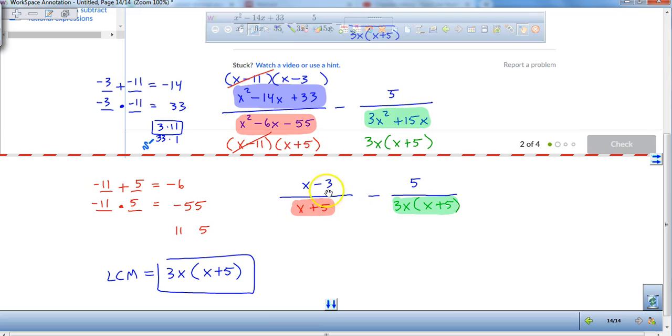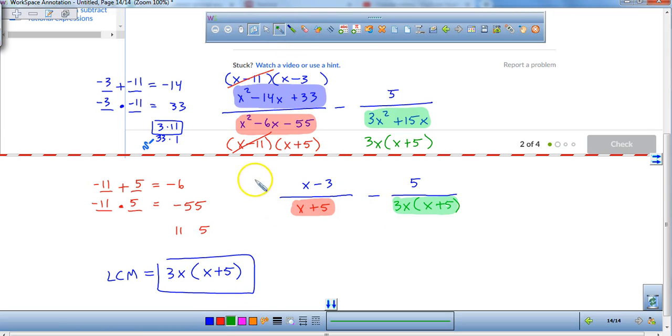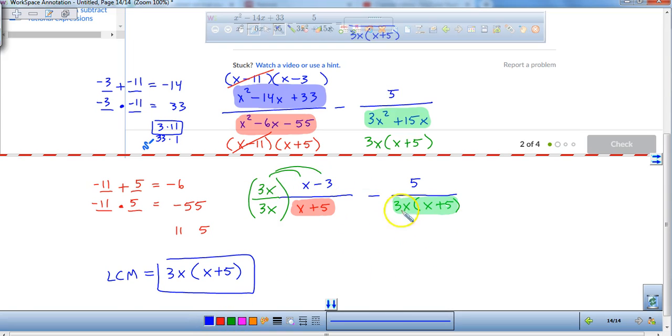This one's missing something. Looks like it needs a 3x. So we're going to take this right here, and we're going to multiply it by 3x and a 3x. All right, so what are we going to do? We're going to distribute that. And so here's what we have. We put equals right here. We've got a 3x times an x, which is a 3x squared. And 3x times negative 3 is negative 9x. And then we have what? Minus 5. So I'm just going to put minus 5 all over 3x times x plus 5.